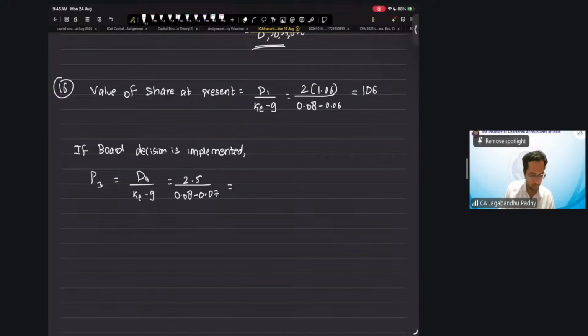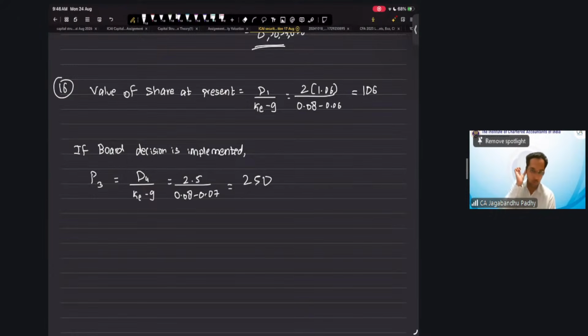Here the dividend growth rate need not be considered. No, 2.5 into 1.07 is not needed, because 2.5 is already given. D4 is anyway 2.5, given to us. The value is coming out to be 250.